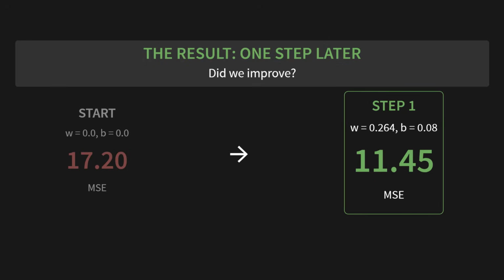So, what's the result? After just one step, did we improve? We started with W equals 0 and B equals 0, and our MSE loss was a terrible 17.20. After just one step, our new W is 0.264, our new B is 0.08, and our new MSE is 11.45. Yes, we successfully moved down the hill. We made the line better. And the magic is, we just do this again, and again, and again. We are walking to the bottom.